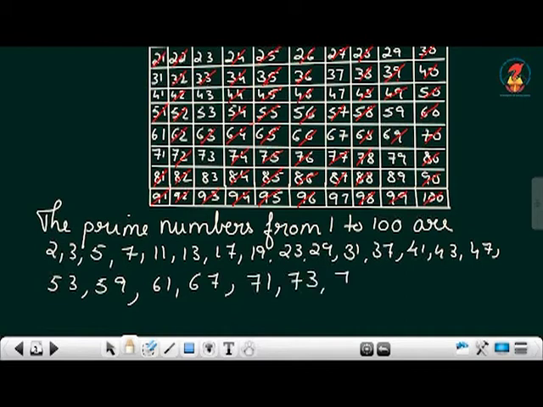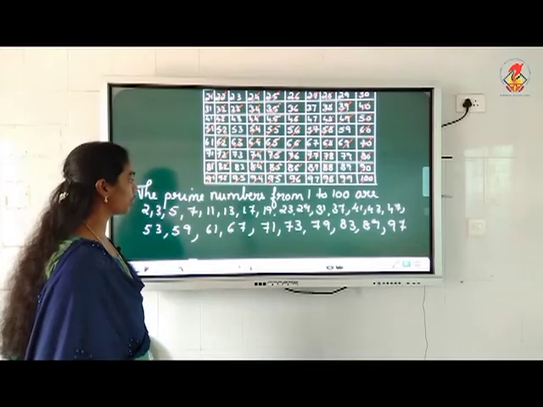71, 73, 79 are not crossed out, so they are prime numbers. Then you have 83 and 89. And then at last you have 97. Okay, so these are the prime numbers from 1 to 100.